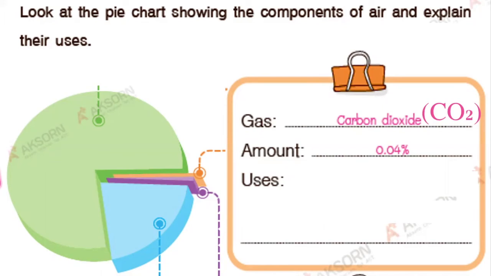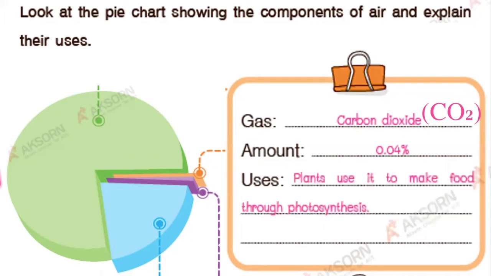And uses. Do you remember the uses of carbon dioxide? It's vital for our plants, yes? Plants use it to make food through photosynthesis. Repeat after me. Plants use it to make food through photosynthesis. Yes? So carbon dioxide is the food for our plants.